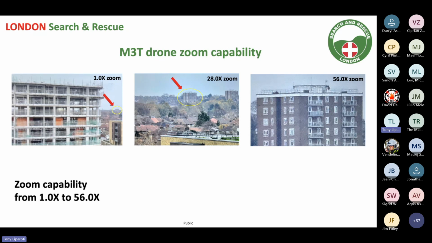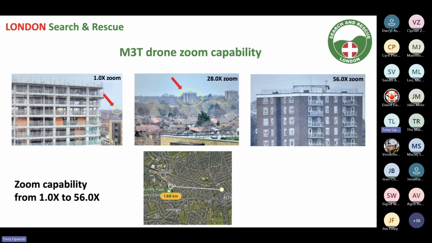Usually with this particular slide, I always ask how far that building might be. But in this case, I'm just going to tell you straight away. We're talking about almost 1,700 meters distance on a straight line. It's a great sensor. I consider this particular drone capable of providing capabilities that can be utilized for our particular type of operations.